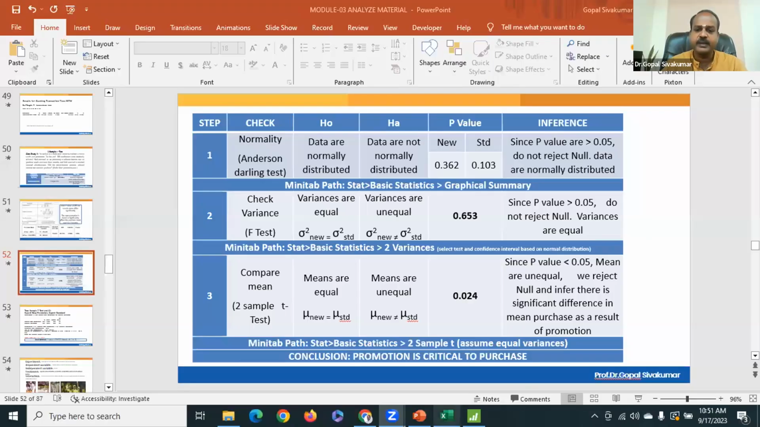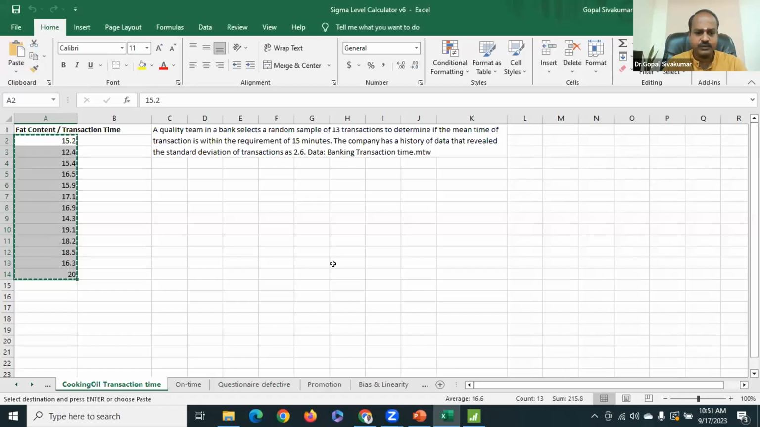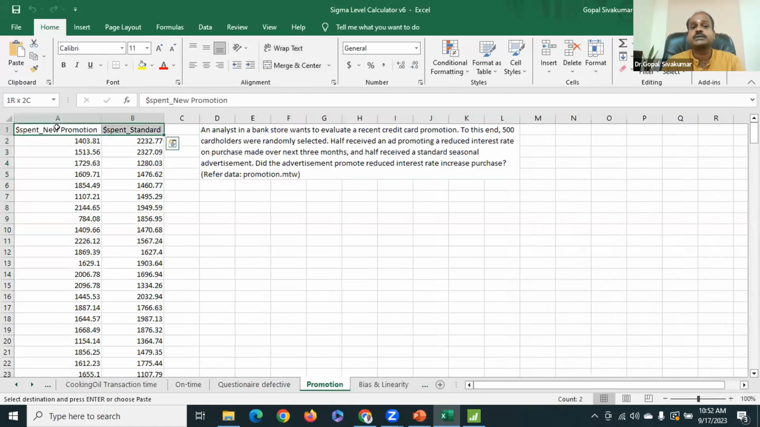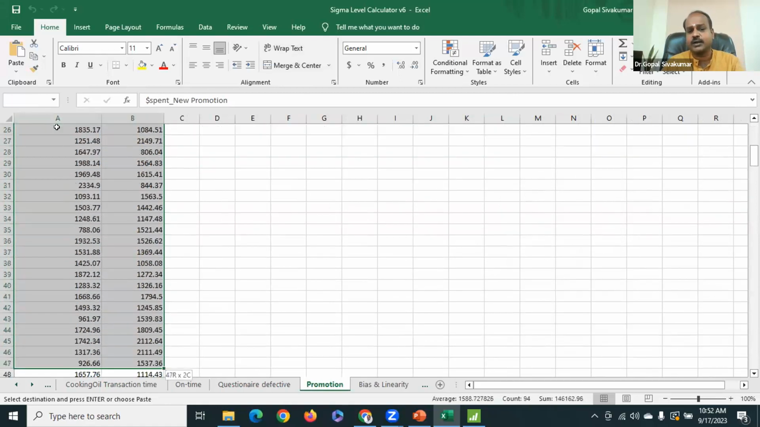So this is promotion, right? Every data is available in our Excel file. You can do it. Unless and until you also practice by your own hand, gaining confidence will be difficult. It might look like a nightmare. So here it is, promotion. See here, there are two columns of data. Copy this.